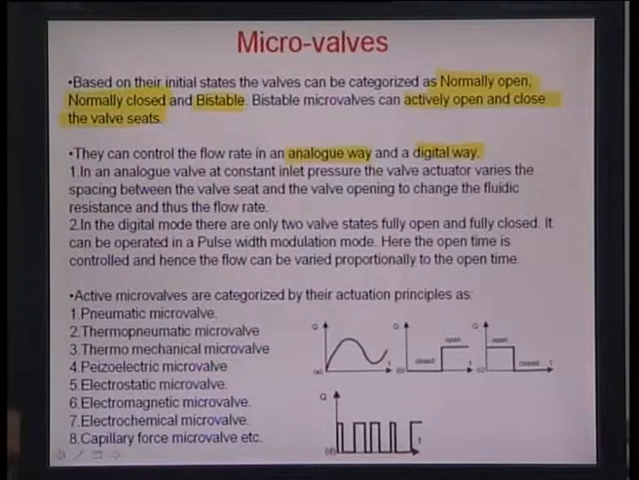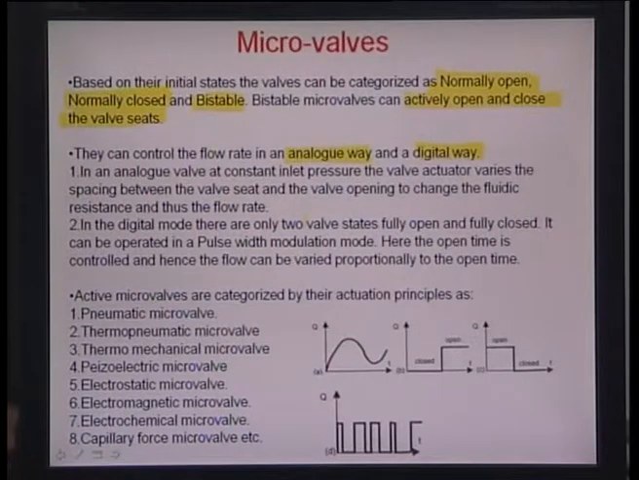So, valves can further control flows either in an analog manner or a digital manner. Digital is just an off and on kind of mechanism. You have the fluid flowing at one instance and not flowing at another instance, whereas in analog mechanisms it is a slow closure of the valve and a slow decrease in the flow rate across a valve and vice versa. So, you can categorize them into an analog way and a digital way.